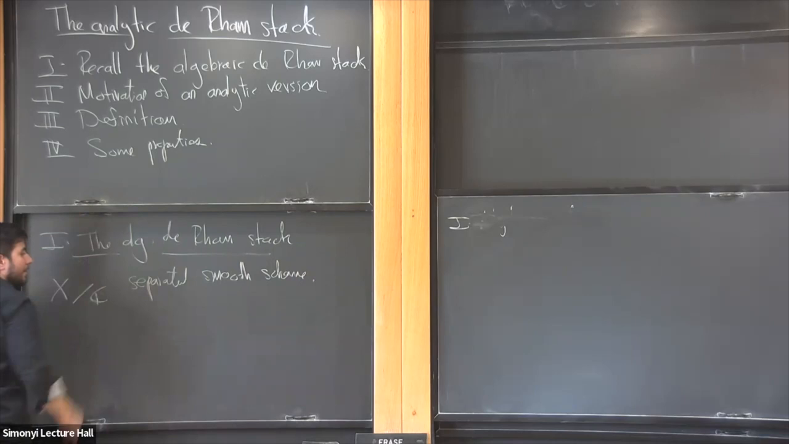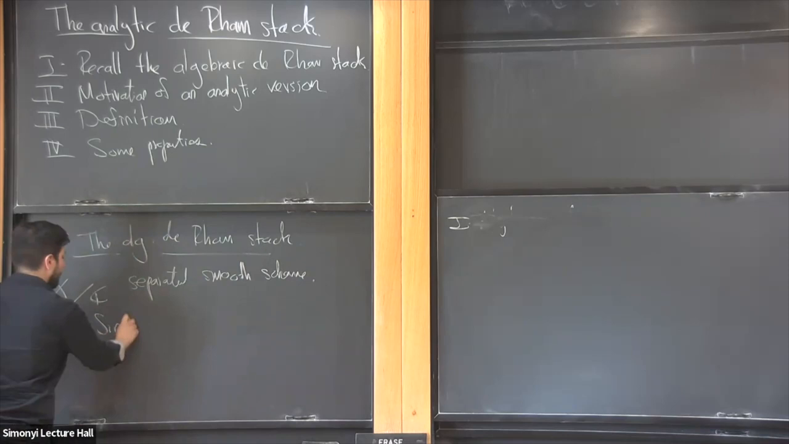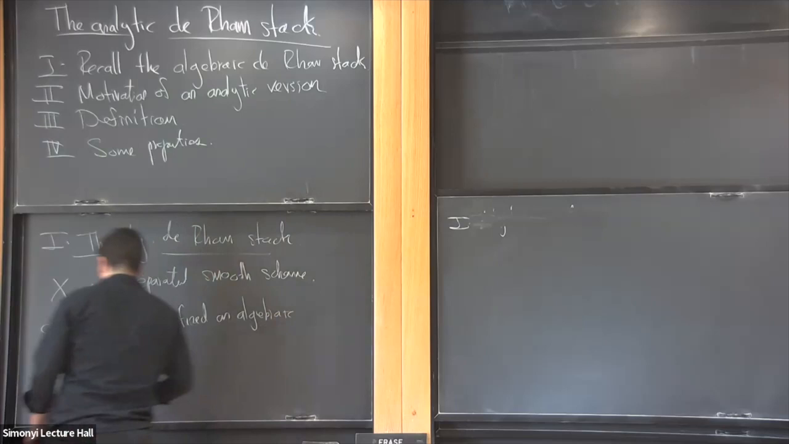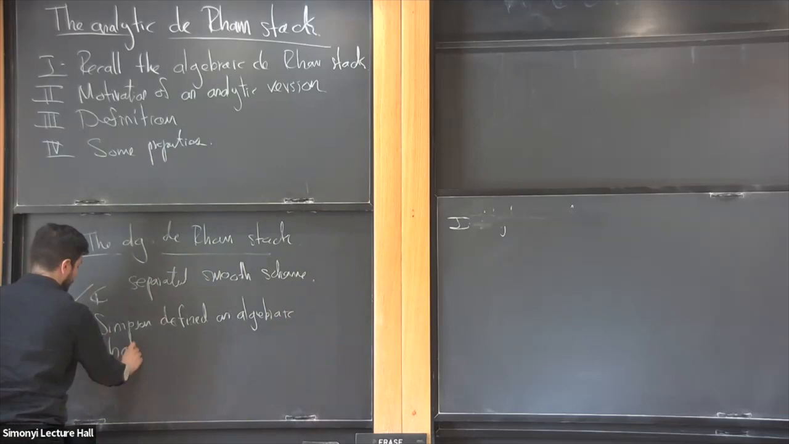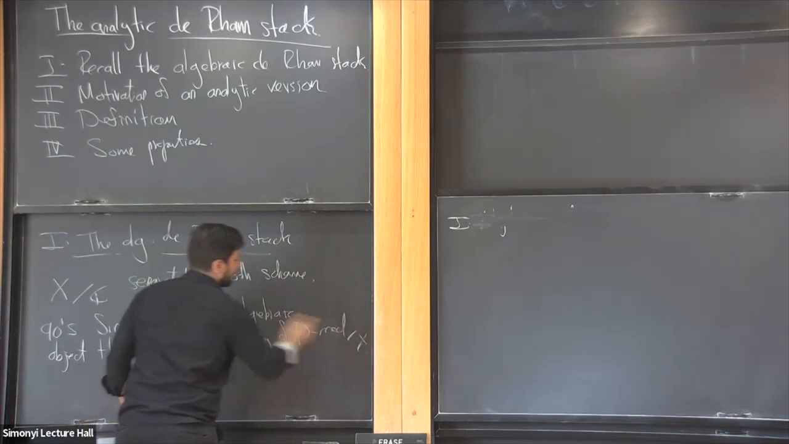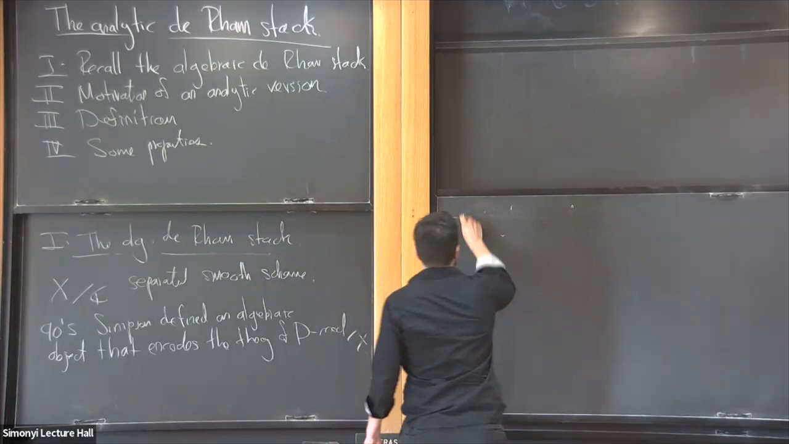Then in the late 90s, Simpson defined an algebraic object that encodes the theory of D-modules over X. What does this algebraic object look like? So, a definition.